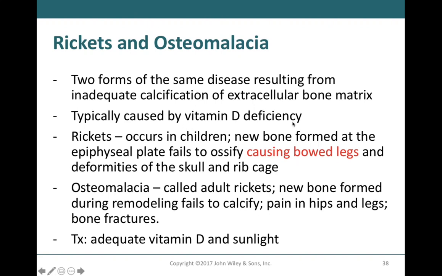So if this is caused by a vitamin D deficiency, we're going to treat this with a vitamin D supplement. We might also tell our patients to go outside a little bit more often and get more sunlight. Remember, sunlight is going to help activate vitamin D in the integumentary system. So both of these are prescribed treatments for these conditions.